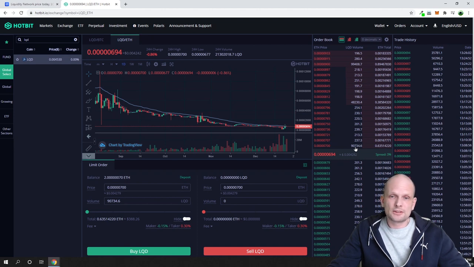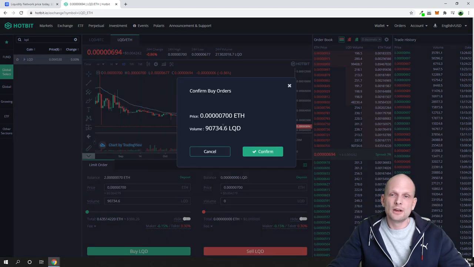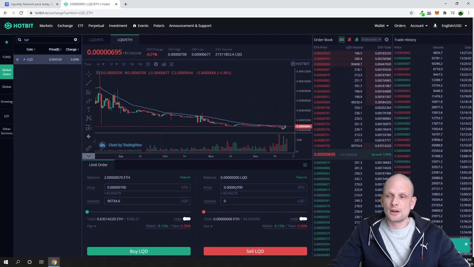So I click on it, and as you can see here, it populated that I will be buying at 700 here and 90,734 tokens, and click buy. I click buy Liquidity, LQD is there, and this pop-up will come up and ask me to confirm my buy order. As you can see, here is the price, here is the amount I'm buying. I click on confirm, guys. And that's pretty much it.